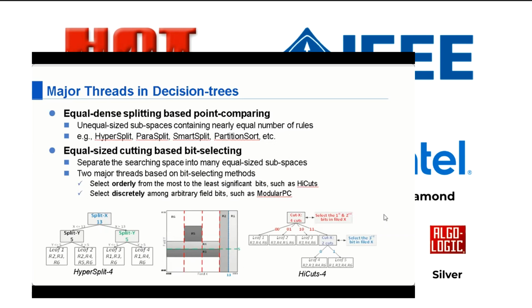According to the bit selecting mechanism, these cuttings can be further categorized into two major approaches. First, to select orderly from the most significant field bits to the least significant field bits, such as HiCuts and HyperCuts. Second, to select discretely among arbitrary field bits, such as ModularPC, as well as our proposed CutTree. Here is an example of these two techniques.